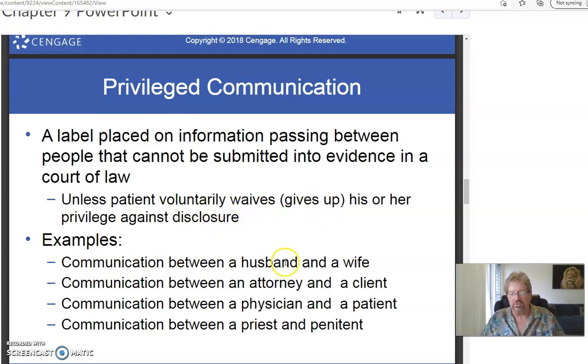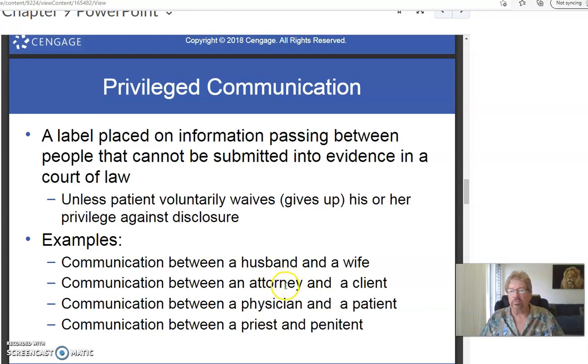Examples: communication between a husband and wife, communication between an attorney and a client, that I knew about, between a physician and a patient, communication between a priest and a penitent. I don't know what a penitent is, but it sounds good. This is getting into a legal area, guys, that I don't know much about. Apparently, information between a husband and wife is private and can remain that way. You can't make a person tell.